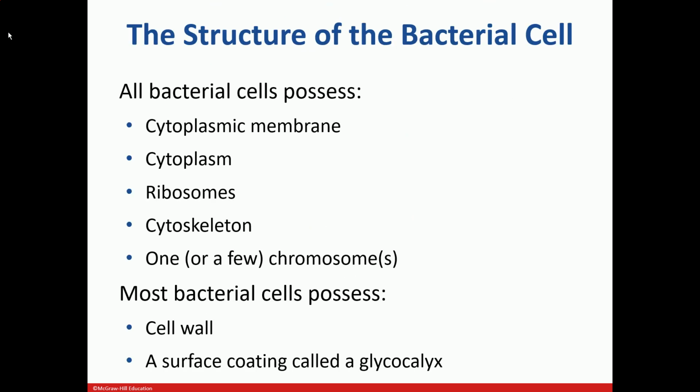Now we are going to talk in detail about the structure of the bacterial cell. All bacterial cells possess a cytoplasmic membrane, a cytoplasm, ribosomes, a cytoskeleton, and one or a few chromosomes. This is possessed by all the bacterial cells. Most bacterial cells possess a cell wall and a structural coating called glycocalyx. What is glycocalyx? It's a kind of surface coating which is made of some polysaccharides.